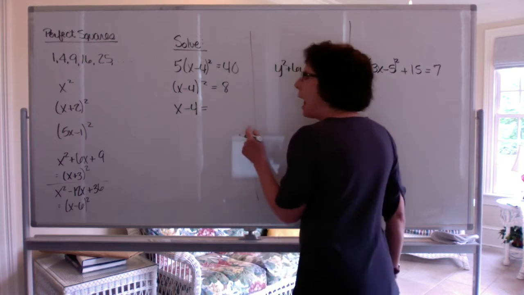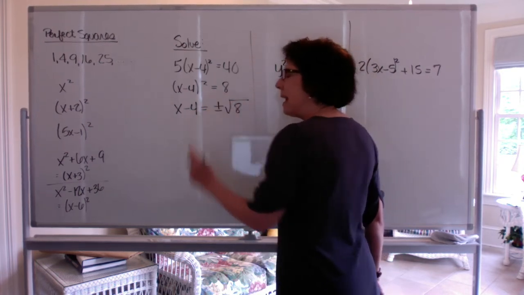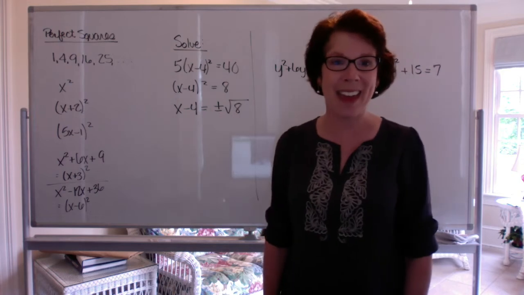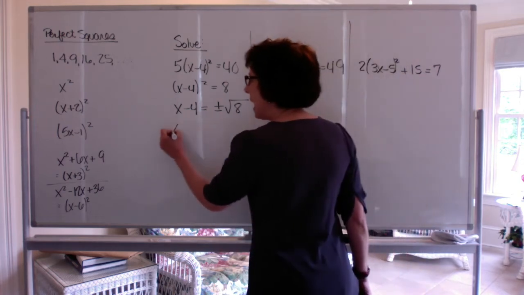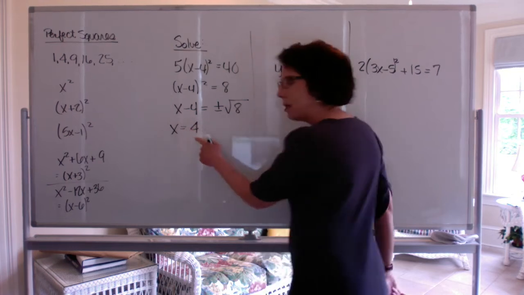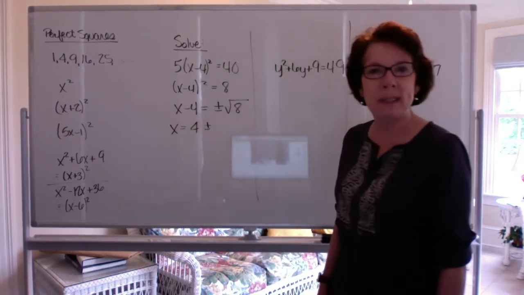On this side, I'm going to take the positive and negative square root of 8. Oh, okay, a little more complex, but we can do this. So now let's isolate x. X is going to equal, put your rational number first, plus minus. Now can the root of 8 be simplified?